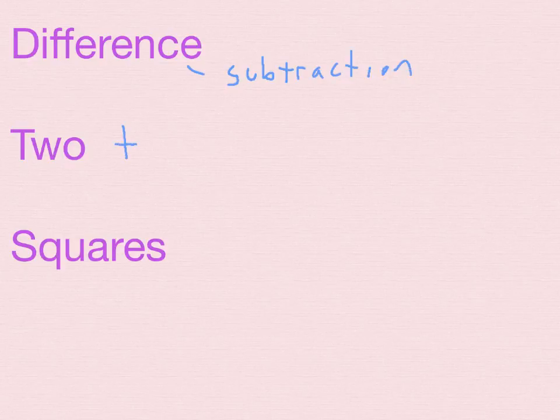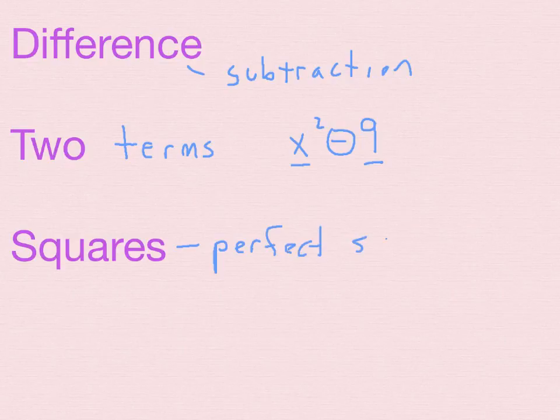Two, because we are looking for two terms. Something like x squared minus 9. Two terms and a subtraction. Finally, squares. We are looking for what we know as perfect squares. A perfect square is when we can take a square root and not get a decimal.